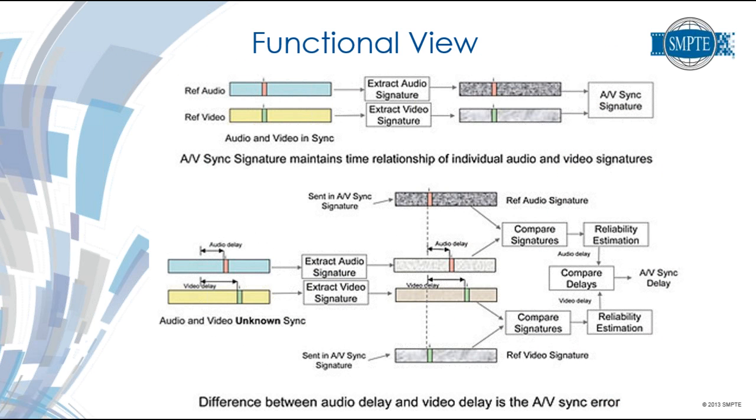Here's a slightly different functional view. This is a different kind of back of the napkin drawing. If we look at our top drawing, we have audio and video, and we extract our fingerprints, our signatures, and we stick them together into this little signature bundle. At the bottom of the drawing, we have some unknown audio video, where again we extract audio and video signatures, and you can see now that they're offset in time. And we also have from upstream, this drawing calls it the sent-in AV sync signatures. And there's where we make our comparison. We make our audio comparison, we make our video comparison, and then we compare our delays.